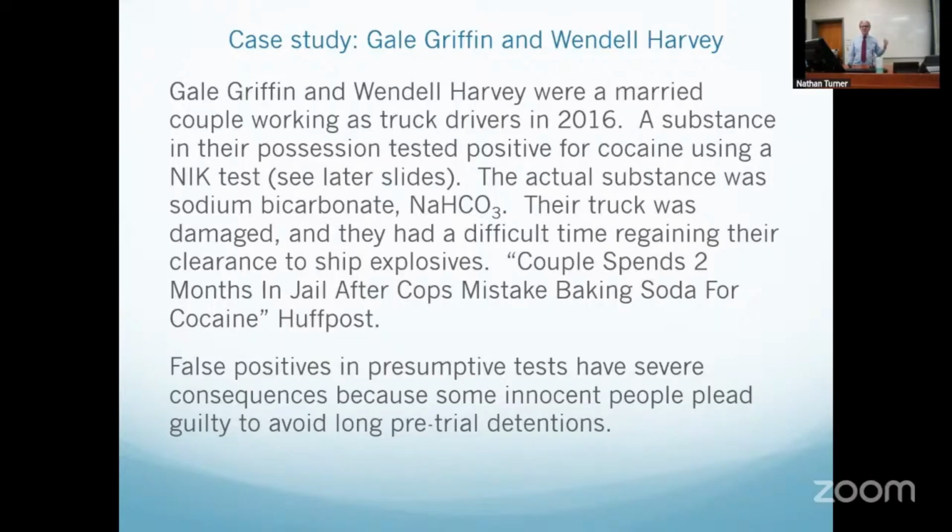It's extremely hard to see how this could have produced a color change in the test for cocaine, the color change presumptive test that at least I'm aware of. And this was not a case of there being no harm, no foul. They were put in jail for a couple months. When their truck was impounded, it was damaged. And this is more commonly the situation than not, that there is this collateral damage when these presumptive tests are positive, and then people are incarcerated in pretrial detention because of this.